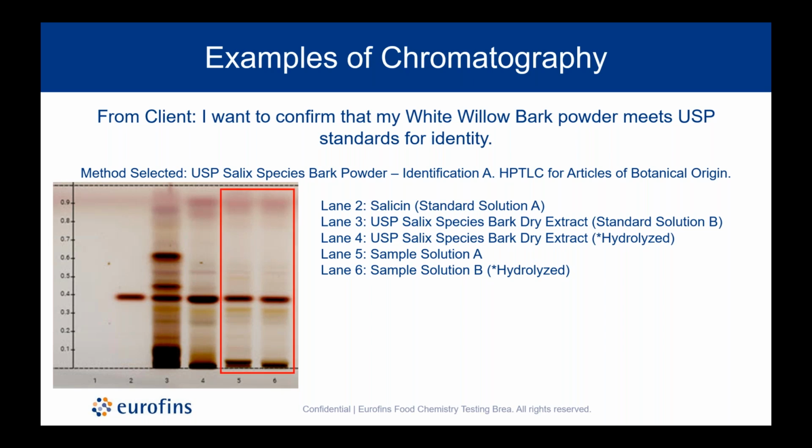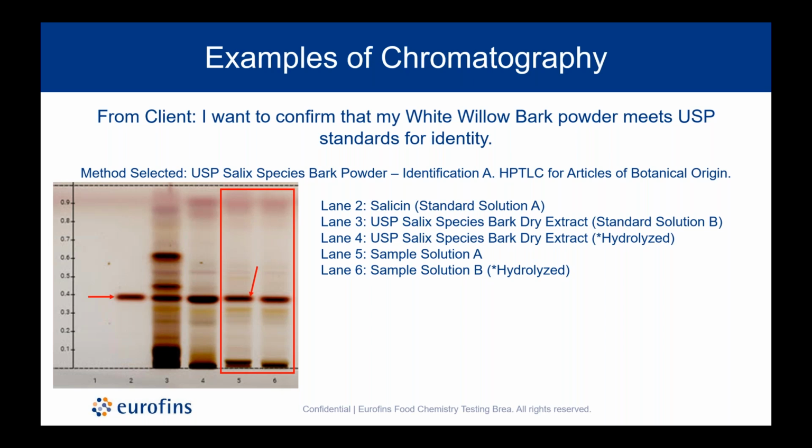And in lanes 5 and 6, we have two lanes of the sample that are, in this case, prepared differently. One in lane 5 is sample solution A, and that is just dissolved in solution. Lane 6, sample solution B, according to the method, is prepared with hydrolysis. And so what we're seeing is this salicin band in the acceptance criteria in lane 5, sample solution A, should be of lesser intensity than the standard solution A band for salicin that corresponds where these two red arrows are.